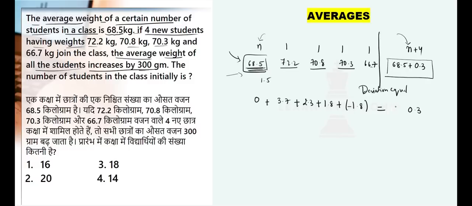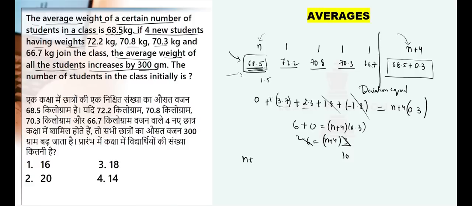Total number of students is n plus 4. Okay, here only 1 people. So if I multiply with 1 also I will get same answer. So I did not multiply 1. Okay, here we got deviation 3.7 plus 2.3. This is 6 plus, so 1.8, 0.8 cancelled. So 6 plus 0 equals n plus 4 times 0.3. So see here 6 equals n plus 4. 0.3 can be written as 3 by 10. So 3 2's, we got n plus 4 equals 20. So n equals 16 is our answer. So initially we have 16 number of students, which is option number 1 here.